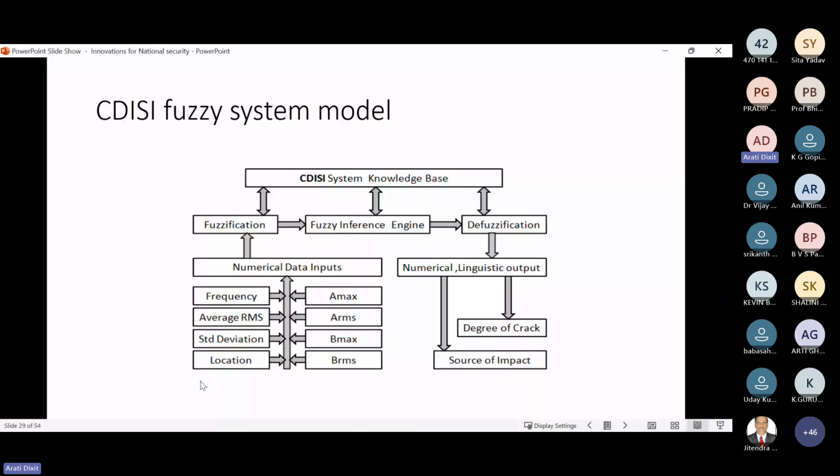And as a result of that, the fuzzy inference engine will evaluate what is possible: the degree of crack and the source of impact. Degree of crack, in the sense of whether it is a big, huge crack, or something really minuscule which we can easily ignore. And also the source of impact. What is the possible source of impact?